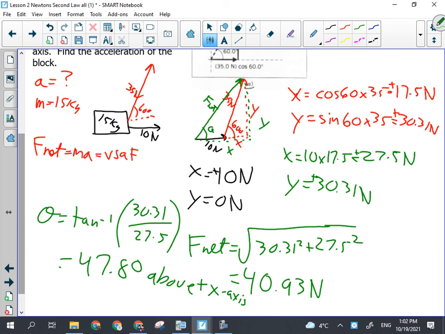Am I done? What did the question ask for? Acceleration. If F net equals mass times acceleration, then I can calculate the acceleration by taking the net force, which I just calculated, 40.93 newtons at 47.8 degrees above the x-axis, divided by the mass, which was 15 kilograms.